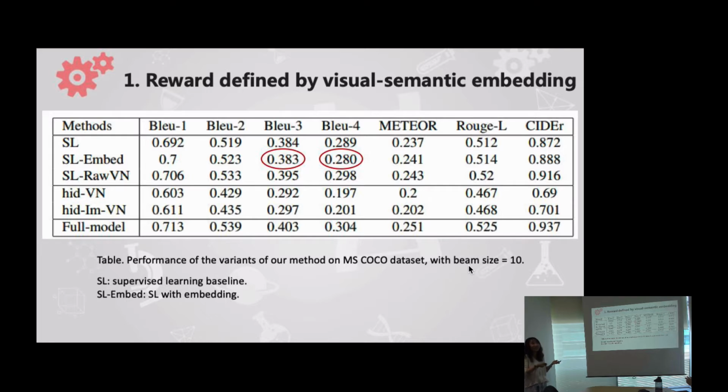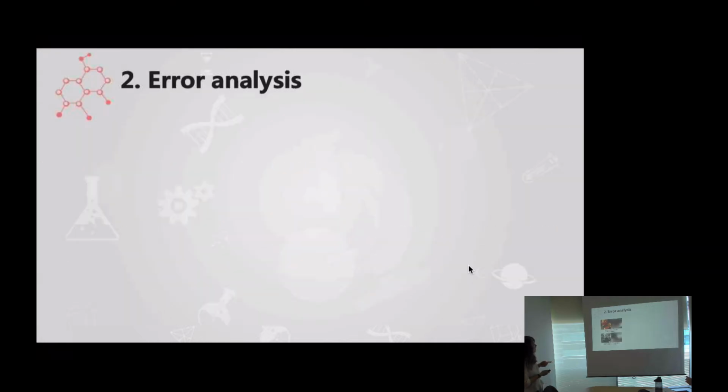According to Charles, maybe you should do some pre-processing for the image or something else. Or maybe use some other reward like people used before, because this one is presented by the author. So this is the first one, the question about the reward. And the second one is about error analysis.